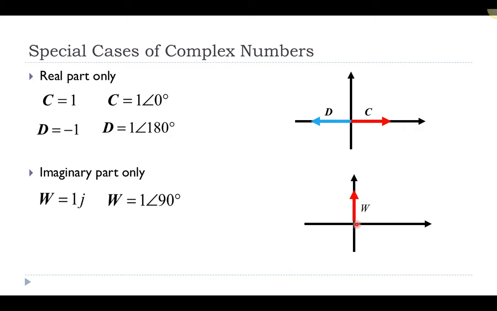Here I have an imaginary part only, so my complex number is just 1 times j, and so this lies on the imaginary axis, and so the angle is 90 degrees. And if it was minus j, so on the negative imaginary axis, it would be negative 90 degrees. Or you could use 270 degrees as well.